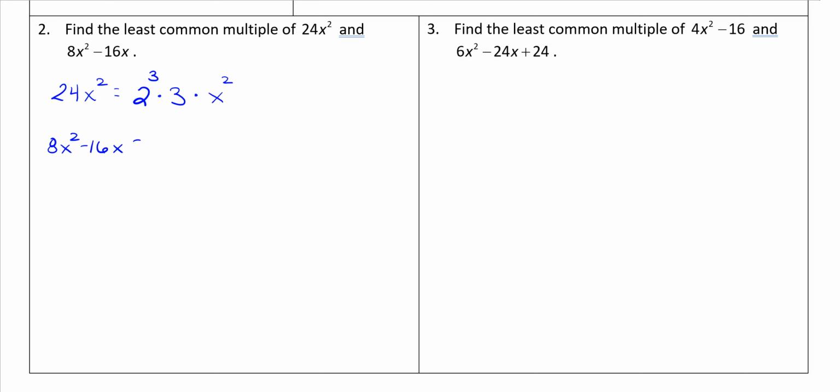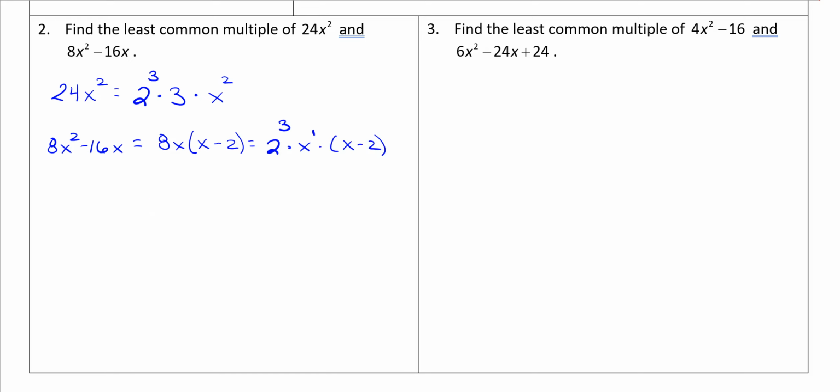minus 16x. So the first thing we're going to do is factor this out as far as we can. They have an 8 and an x in common. That's the greatest common factor. And then that would leave us with x. 8x times x is 8x squared. 8x times negative 2 is negative 16x. So if we factor 8 down, that'd be 2 times 4 and 2 times 2. So we'd have 2 cubed times x to the first times x minus 2.